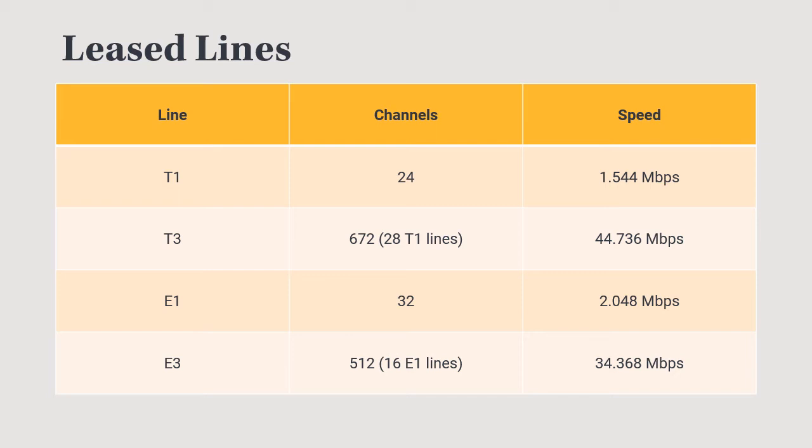And then over in Europe, the counterparts would be E1 and E3. The E1 connection is going to have 32 channels and transmits at 2.048 megabits per second. And the E3 connection is actually going to be 16 E1 lines put together for 512 channels and a total of 34.368 megabits per second.